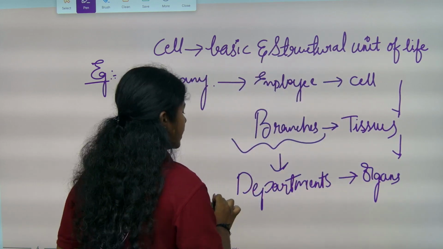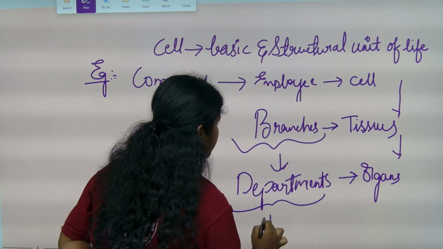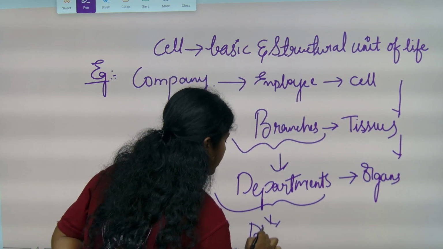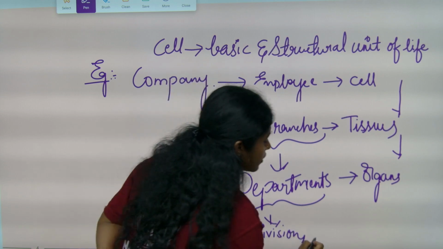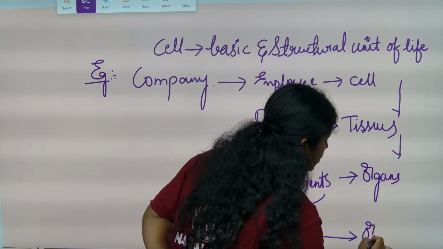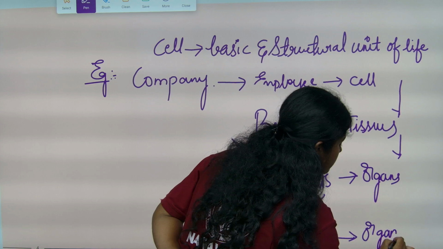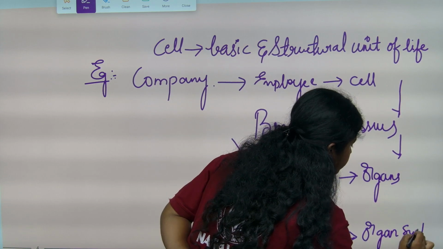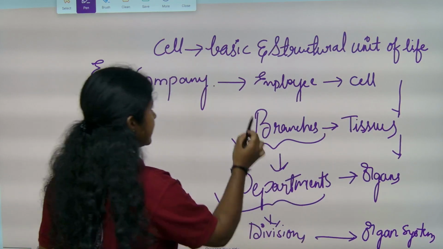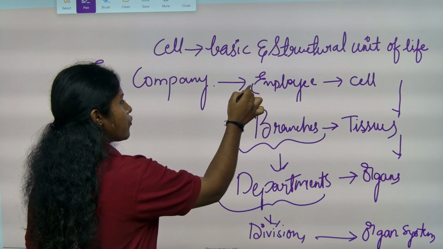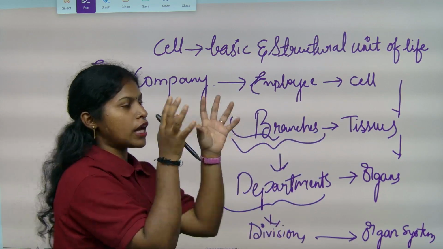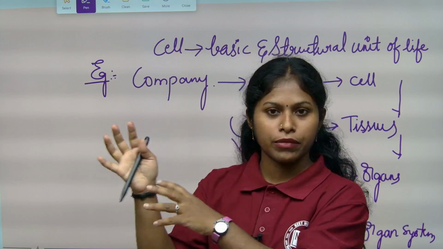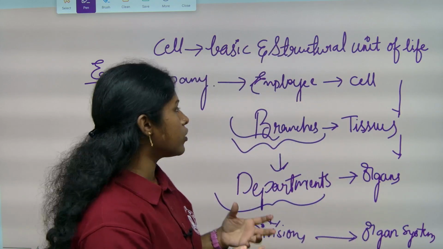So different departments make divisions. Different departments make, children, divisions in the company. Here it is an organ system. And these groups of employees make branches, right? The different groups of employees make different branches, we will allot it, right, children?